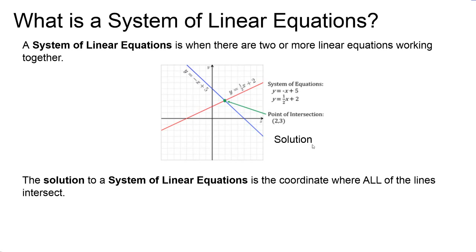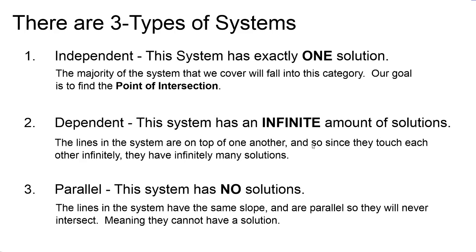That is the coordinate where all of the lines intersect. If there are more than just two lines, then we have one single solution where every single one of them intersects. That's just something to be aware of. There are three types of systems. The first is independent. The system has exactly one solution. The majority of the systems that we cover are going to fall into this category. We're going to be solving the majority of our systems to find where they intersect.